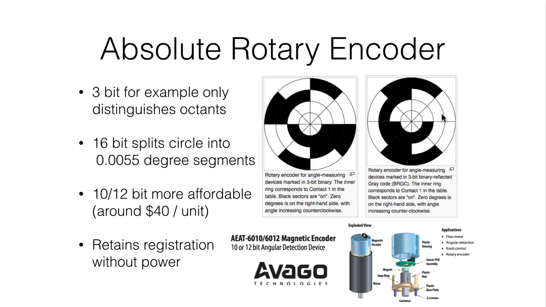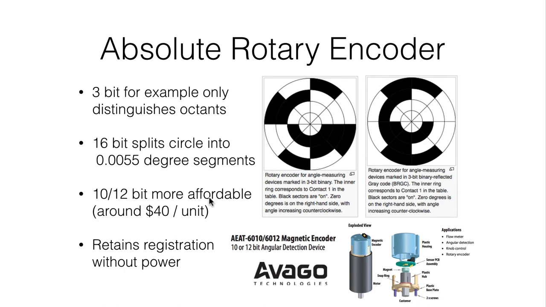So this 3-bit sample is an example only. You wouldn't use a 3-bit version because you'd probably want to detect more than 1/8 of a turn. But it's not uncommon to have encoders that go up to 16 bits. So that would split the circle up into little tiny segments. 16 bits is going to be about 65,000 of them. So that's 5/1,000ths of a degree. So very precise rotational position.